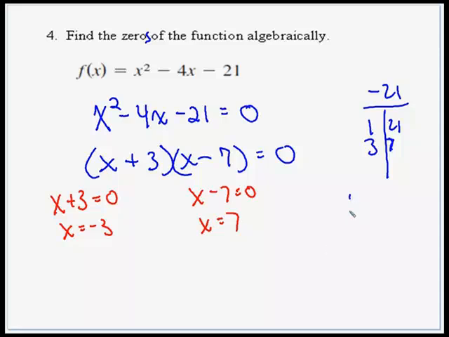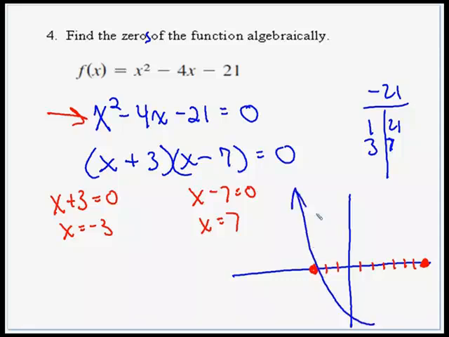And what does this mean graphically? The question didn't ask us to do this, but let's have a little extra fun. X is negative 3, might be right about here, and x is positive 7 right about over here. We know that squared functions are parabolas. If it is a positive x squared, it's going to open up. So we know we're going to cross at negative 3 and 7, and our parabola opens upward.